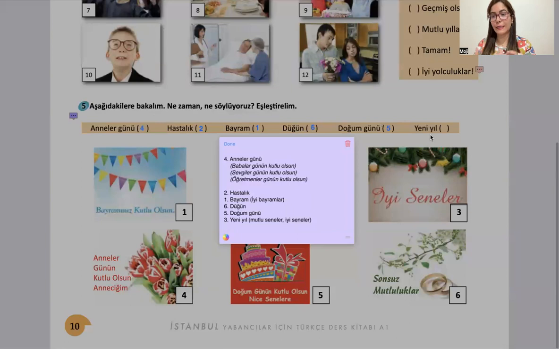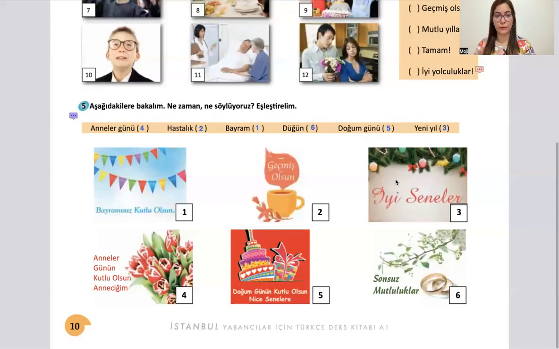And yeni yıl, yeni, new. Yıl, year. New year. Which one? Number three. İyi seneler. Mutlu yıllar. Mutlu seneler. We've talked about these. I'm saying it again: for all these notes, please pause the video and try to write them down.